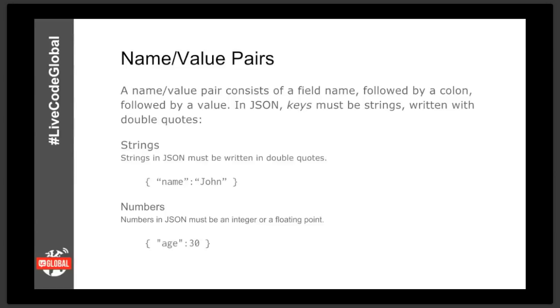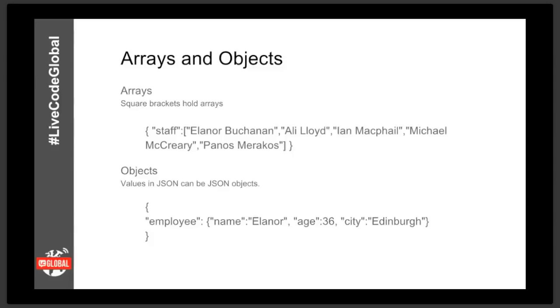Numbers are very similar, but the number doesn't go into quotes because it's a number, not a string. So the key is still a string, and then you've got the colon, and then you've got the value. So JSON numbers have to be integers or floating point numbers. You can then store arrays using square brackets. So here we have a staff array, and then we have the list of staff members of the development team, and you can see that those are in square brackets, and each one individually is in quotes, and they're separated by commas. So that would come out as a simple array, just one level deep.